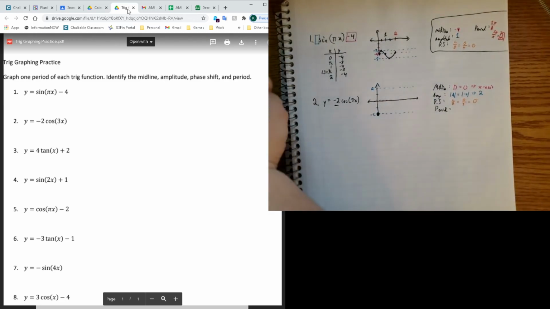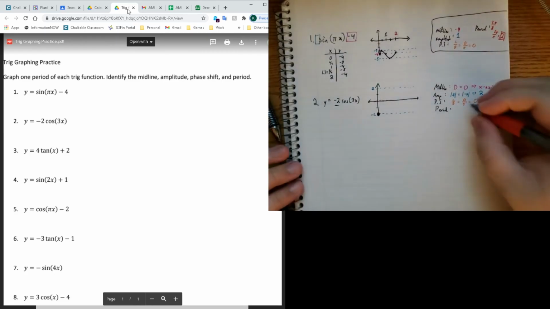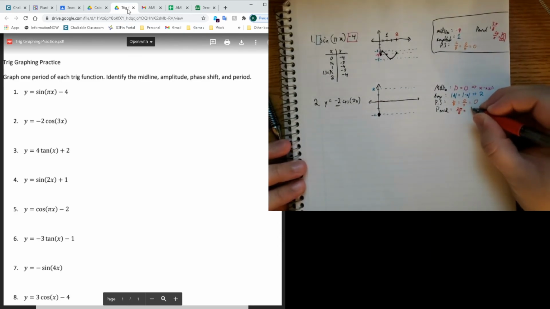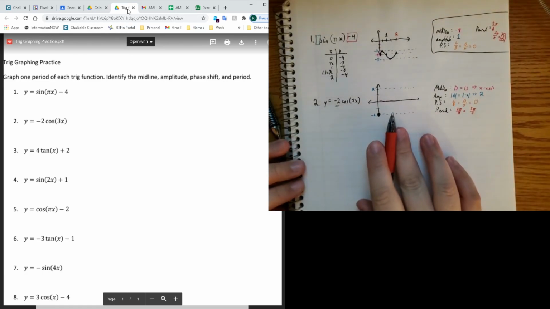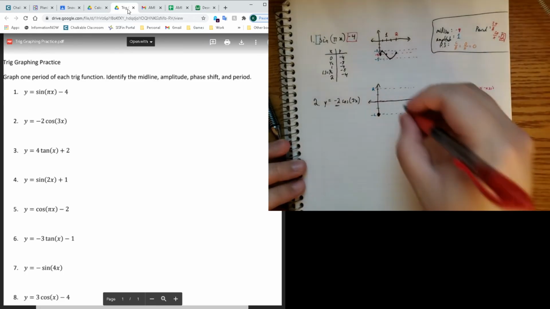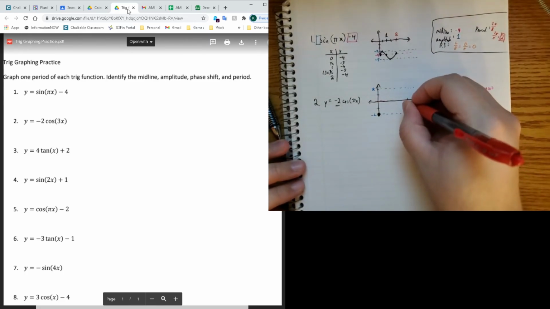Now, my period, how far we need to go left to right, is 2 pi over b. In this case, this would be 2 pi over 3, which tells me how far I need to go to the right to finish. So my first one is at 0, the phase shift, and I end 2 pi over 3 later. So I'm going to put that down here at 2 pi over 3.